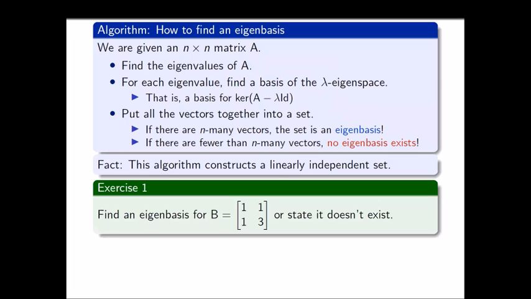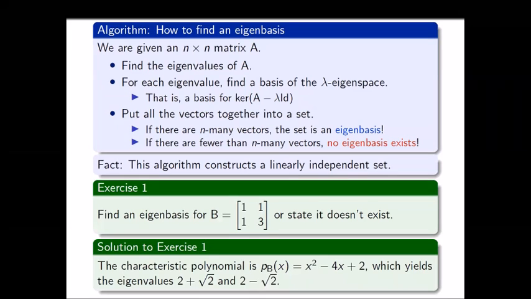So let's look at an exercise. We're given a 2 by 2 matrix B. We either have to find an eigenbasis using this algorithm or reach the conclusion that it does not exist. The first step, as I said earlier, is to find the eigenvalues. In this problem, I am going to assume that you remember how to do all of these things. So I'm going to talk about the key steps, but I'm not going to go over the details. If you are stuck, please revisit the older lectures.